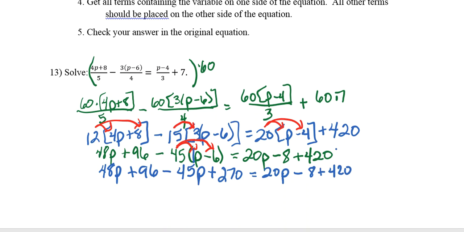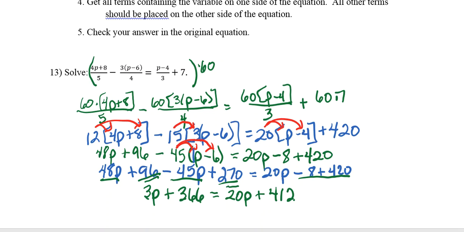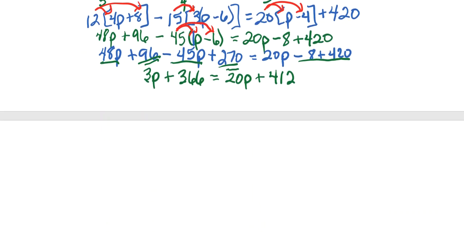Okay, so now we're going to put together like terms. I have 48p minus 45p, so I'm only left with 3p. I have 96 plus 270, so 9 and 27 is 36, so it's 366. Over here, the only like terms I have are the constants, so I have 20p plus negative 80 plus 420, which would be 412. So now I have to put together my like terms on opposite sides.